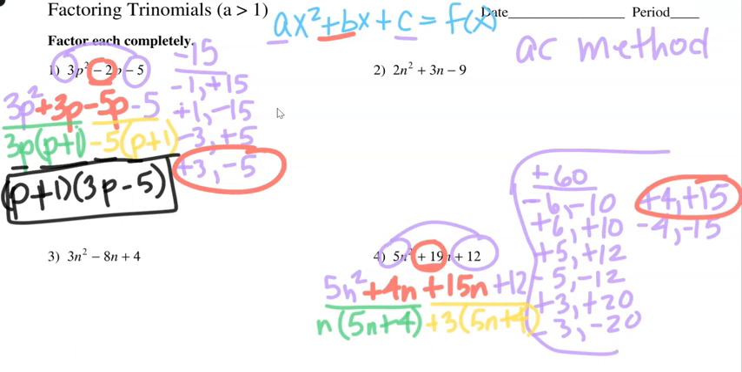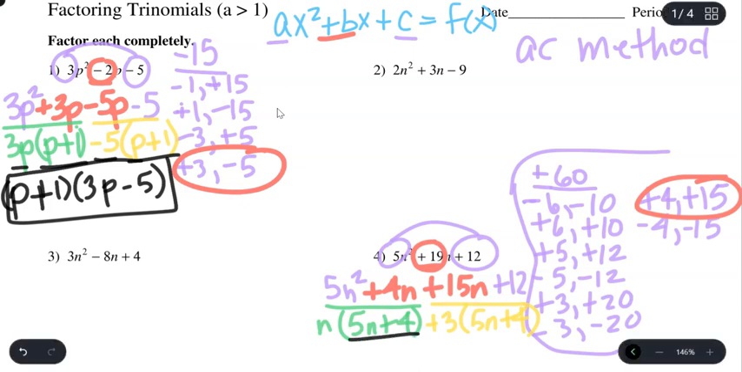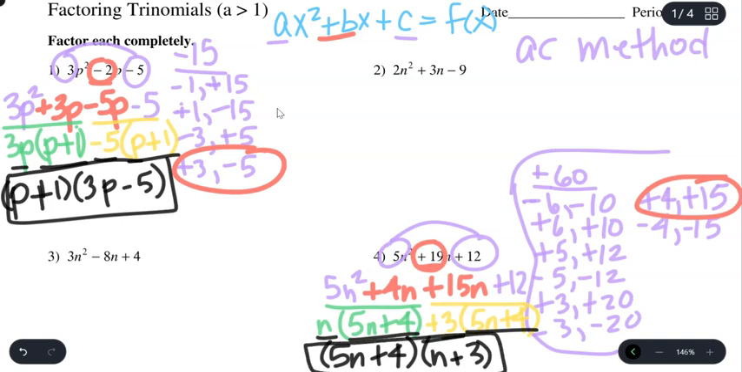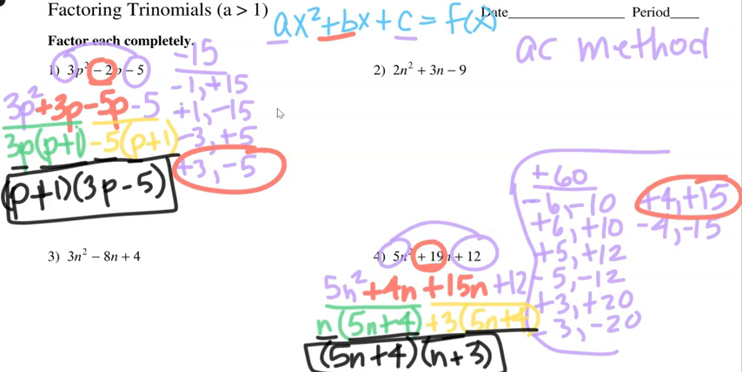What can I now factor out of both of those terms? I can factor out a 5n plus 4. So I'm going to pull out 5n plus 4 from both terms, and that's going to leave me with n plus 3. And I'm finished. So that is how you use the AC method to factor trinomials.